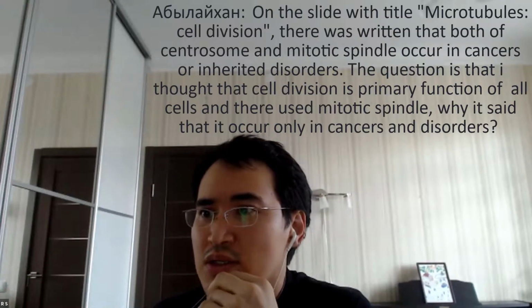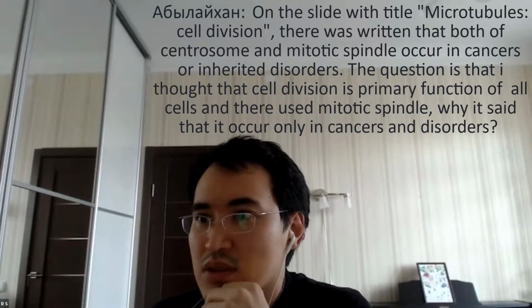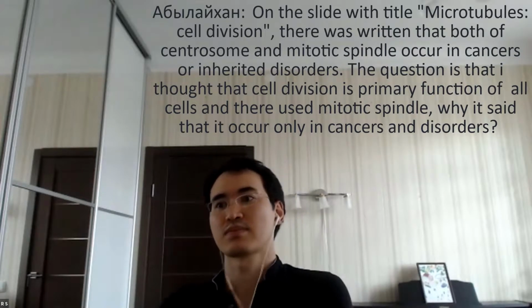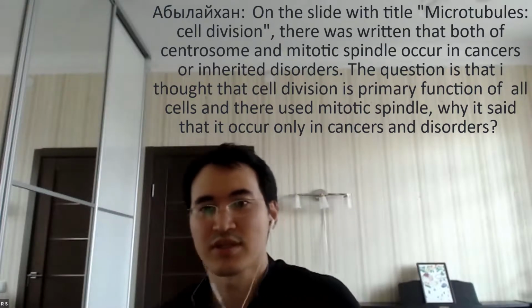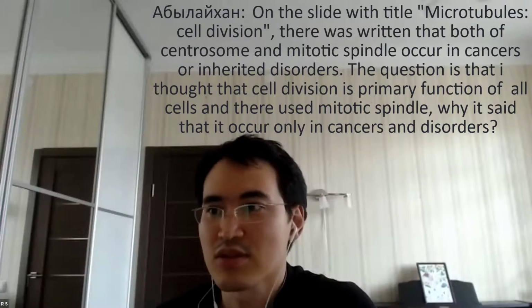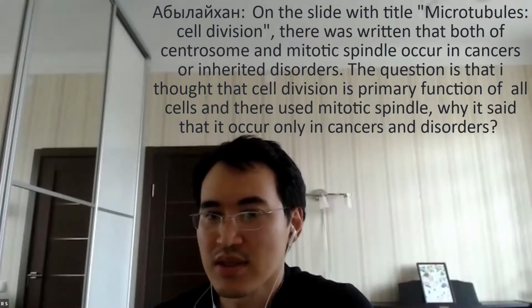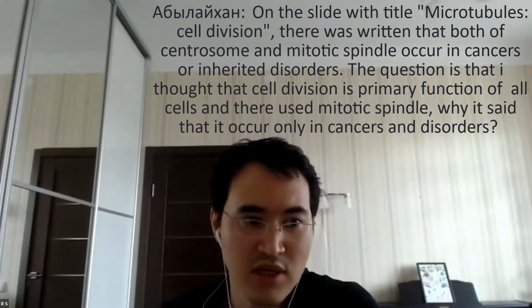And the question from Abayhan. So on the slide with microtubule cell division, the problem is that the anomalies of the mitotic spindle and centrosome occur in cancer and genetical disorders.